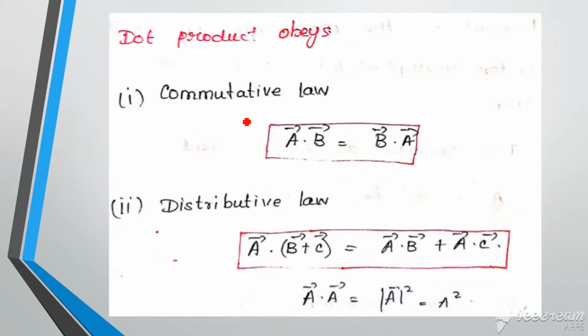Dot product obeys the commutative law, that is a vector dot b vector is equal to b vector dot a, and the distributive law, that is a vector dot (b plus c) is equal to a dot b plus a dot c. It obeys the distributive law also. Next one, a vector dot a vector is nothing but mod of a vector the whole square, simply written as a square.